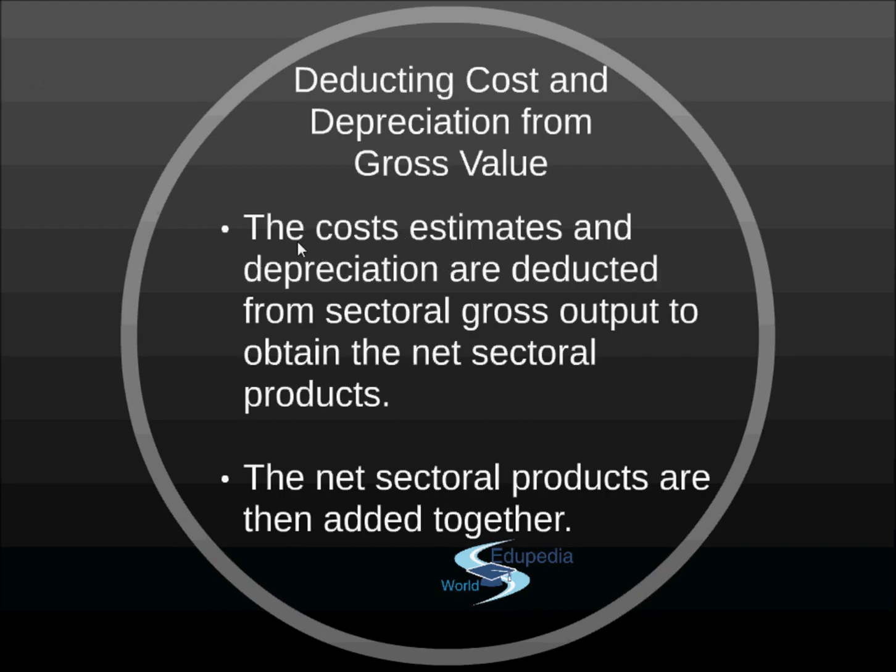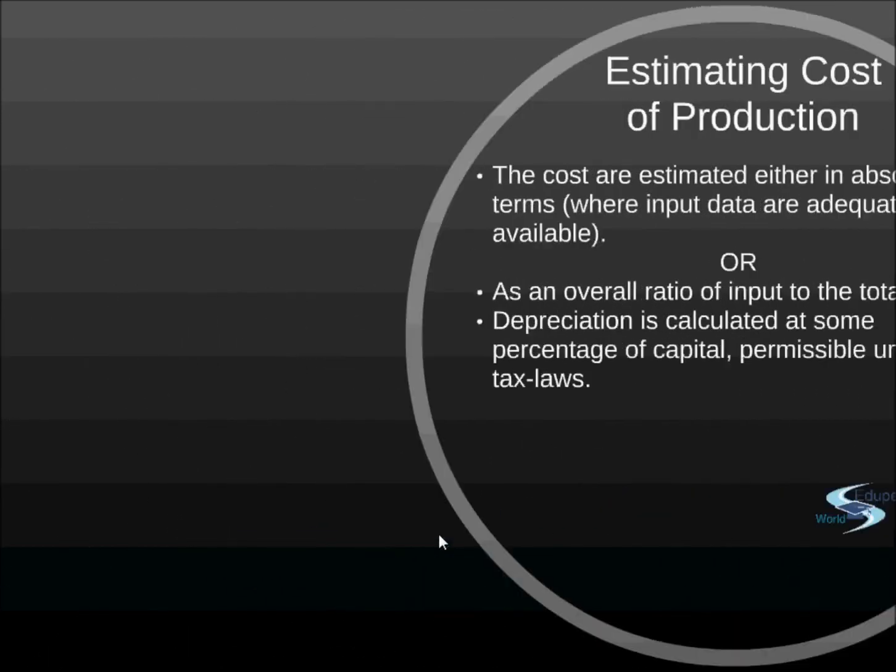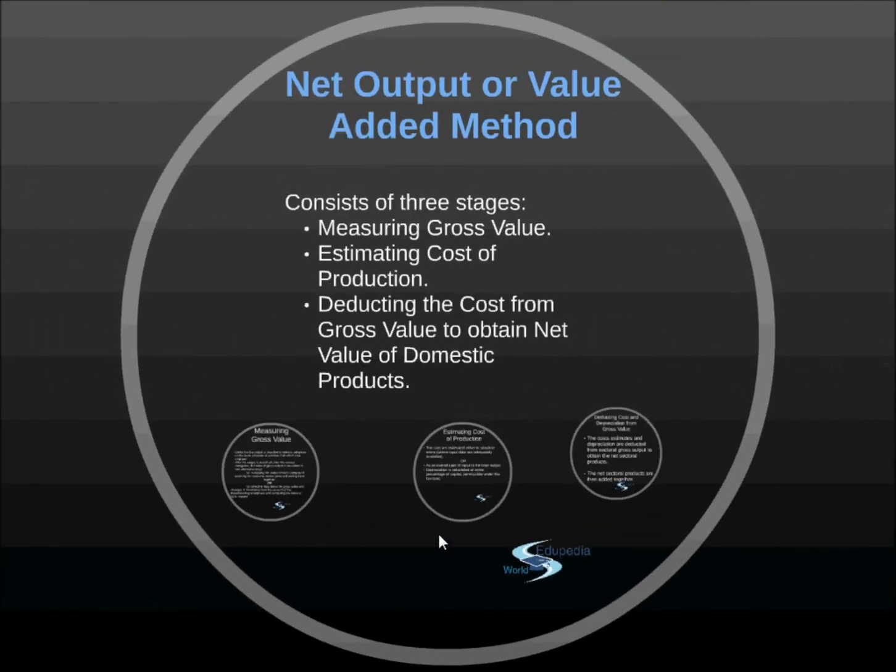Revising it again, now you will get it clear. The cost estimates and depreciation are deducted from sectoral gross output to obtain the net sectoral products, and the net sectoral products are then added together in order to get the GDP. Clear? So this was the net output or value added method.